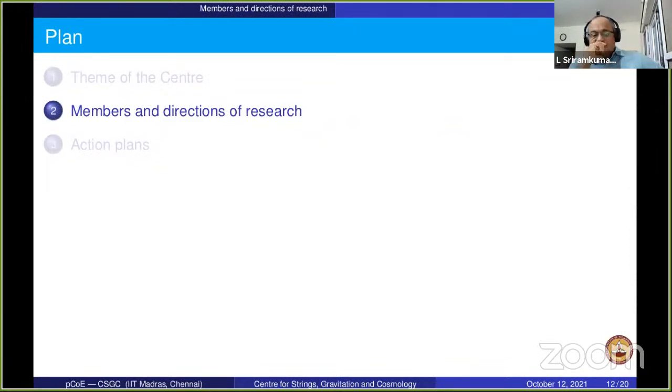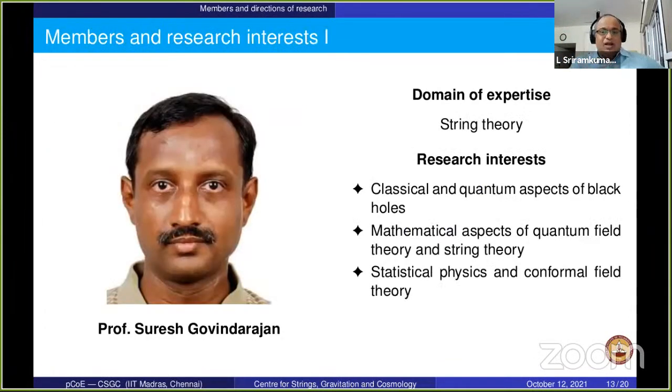Having described our theme, I will go on to very quickly introduce you to the members of our group and the kind of research they have been involved in. The senior member of our group is Professor Suresh Govindarajan. He's a string theorist. He works on various aspects of classical and quantum aspects of black holes. He's also interested in mathematical aspects of quantum field theory as well as string theory. And of late, he has also been interested in statistical physics and conformal field theory.